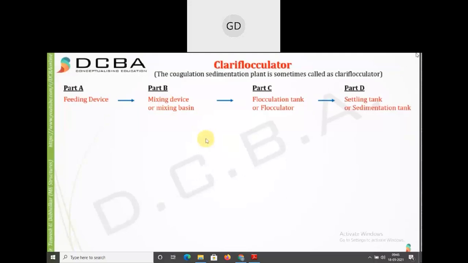Part A, feeding device. Now we can do the feeding now what is this feeding device? Basically, feeding of what? Feeding of coagulant, because sedimentation aided with coagulant is basically that we are adding coagulant to the water just so that the particles get flocculated and they get heavier or their size increases, and the settlement is helped with that.